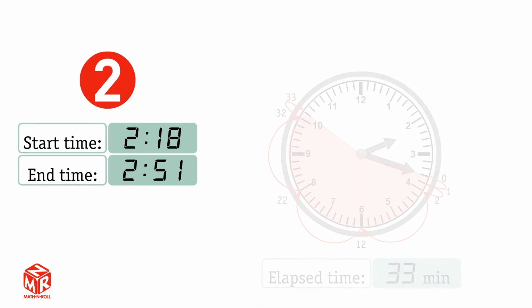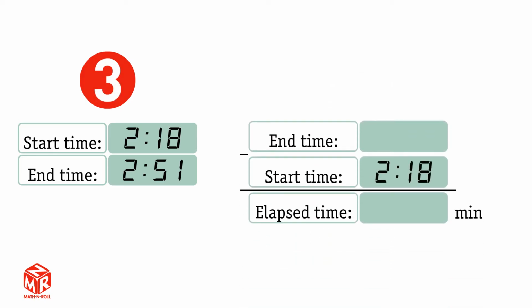Now let's do the same problem using the third strategy, subtraction. Subtract the start time from the end time. The hours are the same, so we subtract the minutes. 51 minus 18 equals 33, so the elapsed time is 33 minutes.